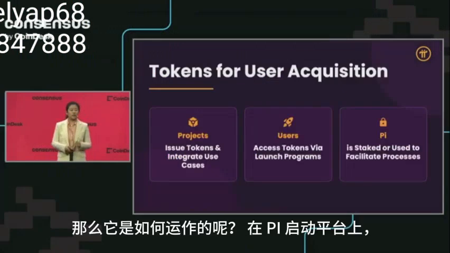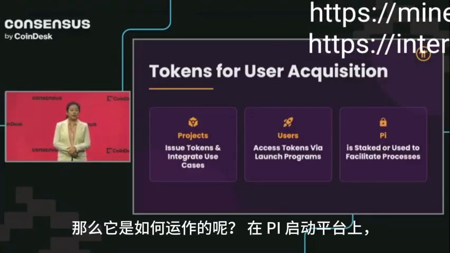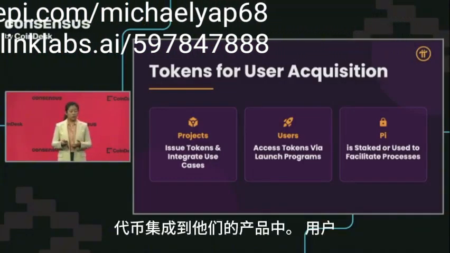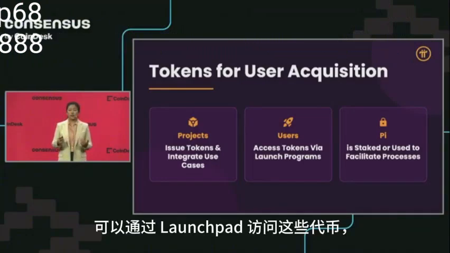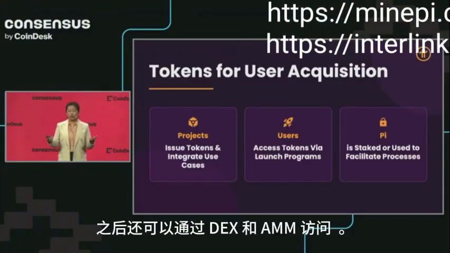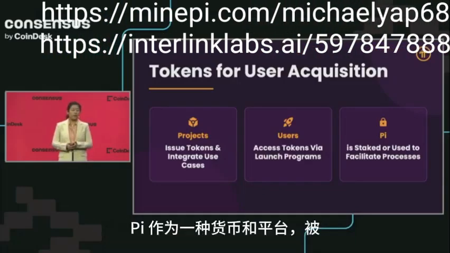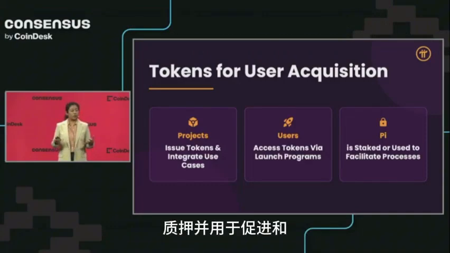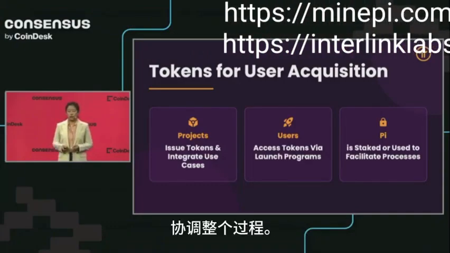So how does it work? In Pi Launchpad, projects issue tokens and integrate their tokens into their products. Users can access those tokens through Launchpad and afterwards through DEX and AMM. And Pi, as a currency and a platform, is staked and used to facilitate and orchestrate the whole process.